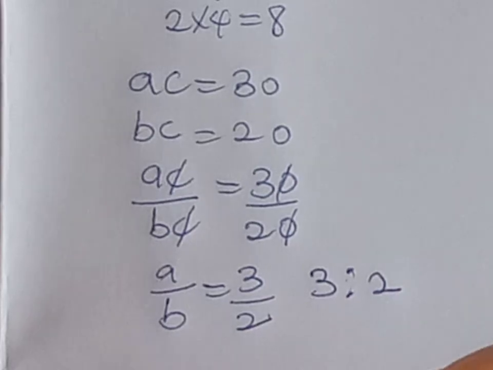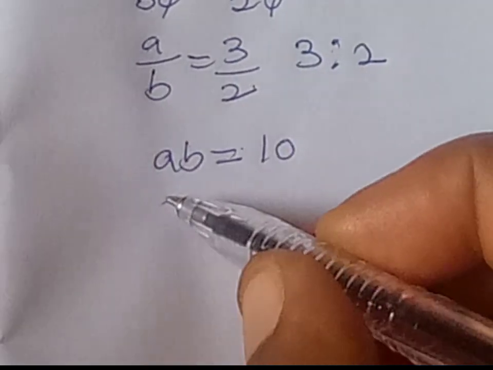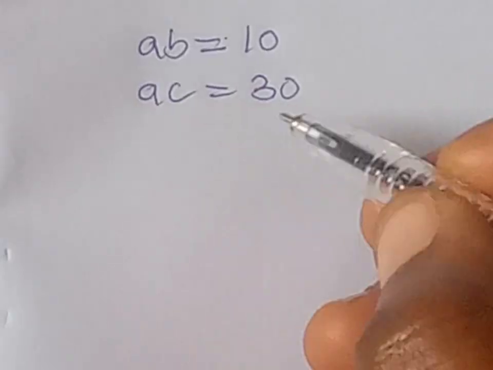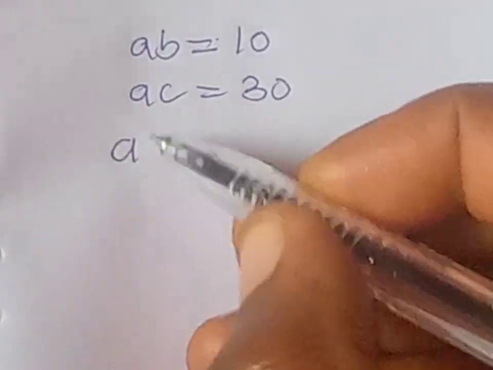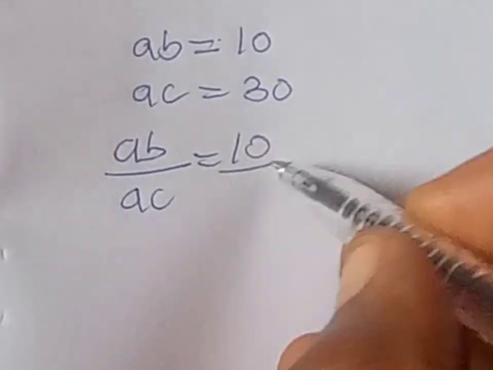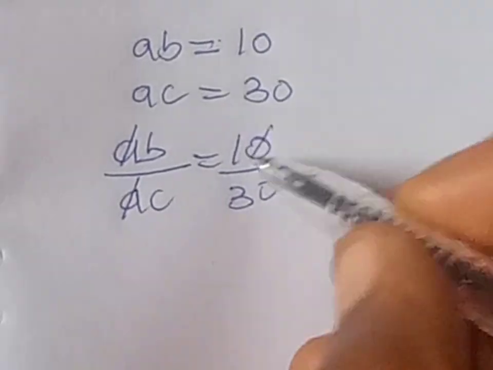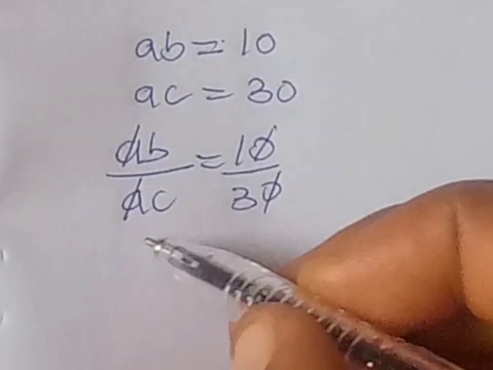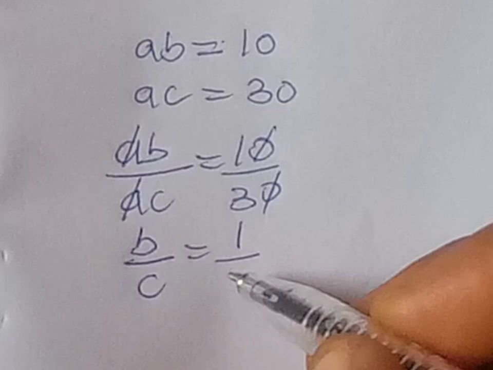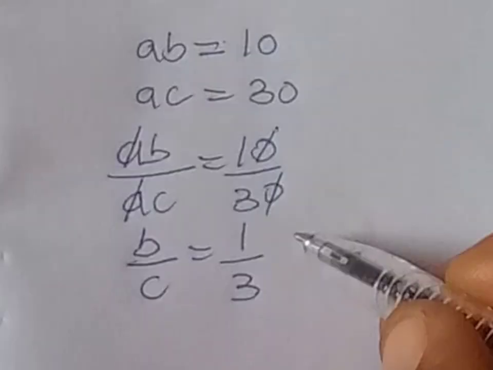Now let's compare AB equals 10 and AC equals 30. Let's divide them. AB divided by AC equals 10/30. A cancels A, and 0 cancels 0 here. Then we are left with B/C equals 1/3. That means B and C are in the ratio 1:3.